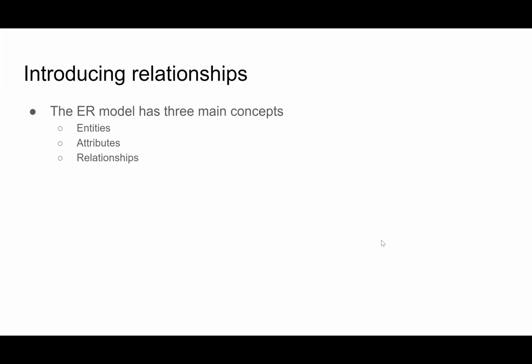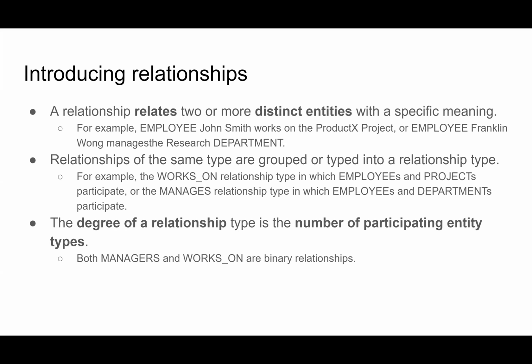Now I'll introduce relationships. So the ER model has 3 main concepts. Those are entities, attributes, and relationships. A relationship relates 2 or more distinct entities with a specific meaning. For example, employee John Smith works on product X project, or employee Franklin Wong manages the research department.